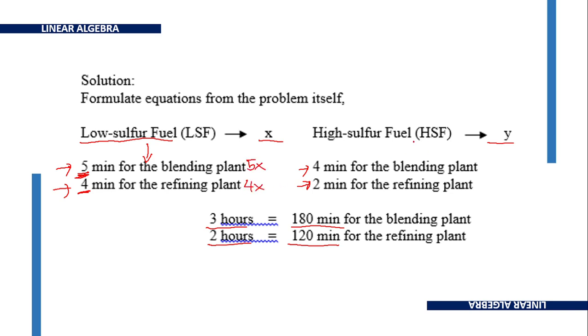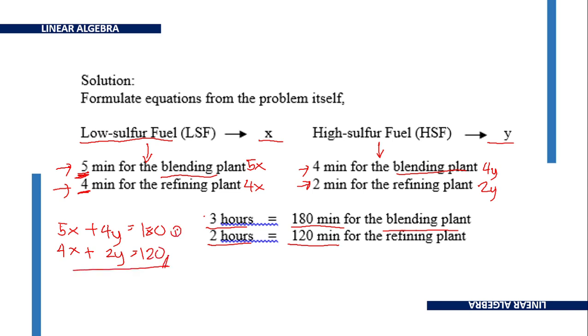Then, for this one, we have 4y and 2y. So, we can have our equation like this. We have 5x plus 4y is equal to, since it's the blending plant, 180. Then, for the refining plant, we have 4x plus 2y is equal to 120. So, these are our equations. We have equation 1 and equation 2.